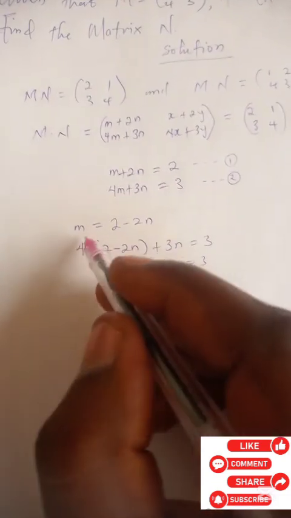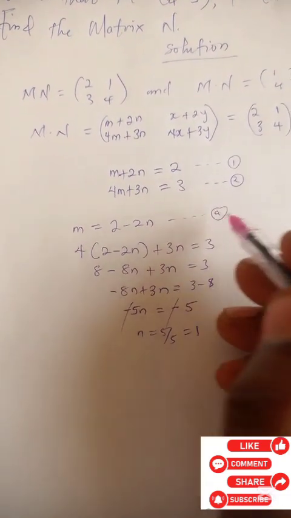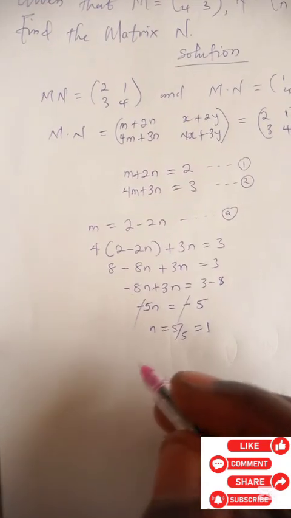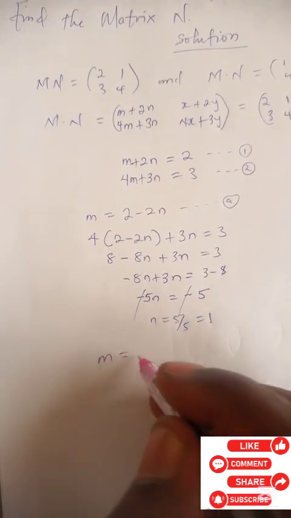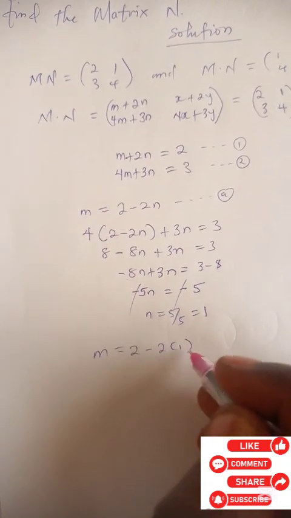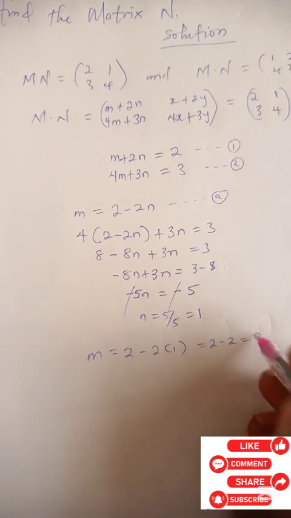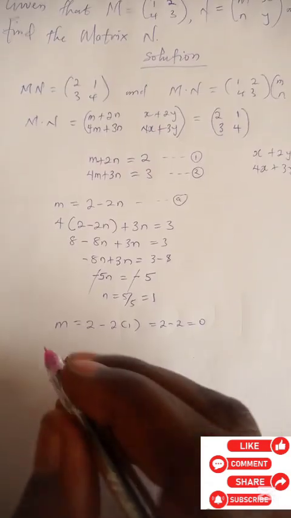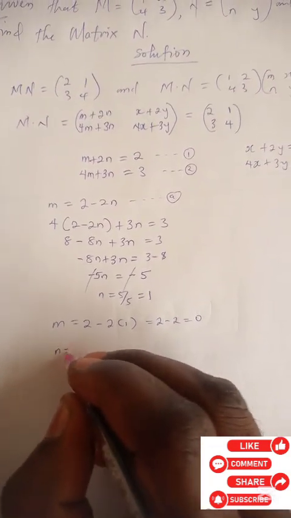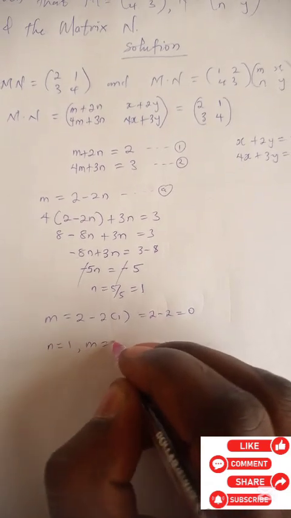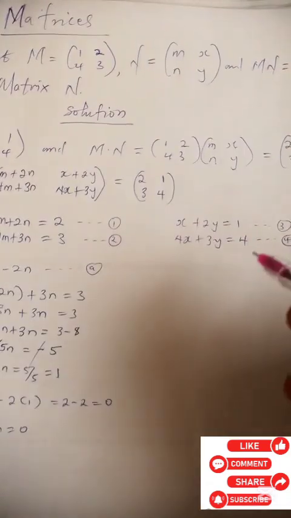So if n is 1, we can substitute it into this equation. If I call this equation a, we'll substitute this into equation a to get our m. So m will be equal to 2 minus 2 into 1, which is 2 minus 2 gives you 0. So our n is equal to 1 and m is equal to 0. Now let's solve for x and y.